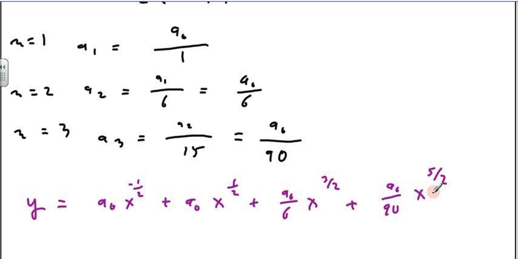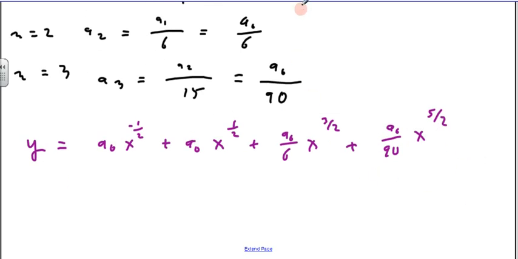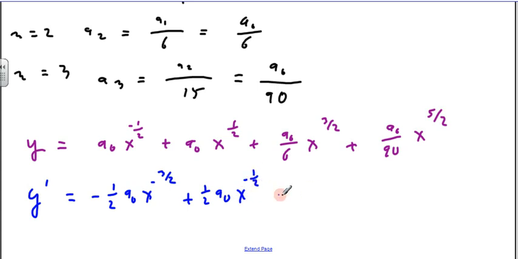Isn't that just lovely? Okay, and then I've got y prime minus 1/2 a0 x to the minus 3/2 plus 1/2 a0 x to the minus 1/2 plus 1/4 a0 x to the 1/2 plus, let's see, 5 goes into 90.